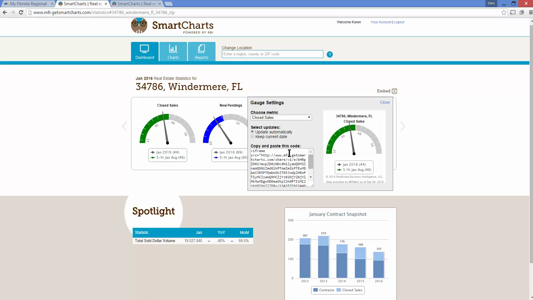And then I have HTML code that I can embed. I have the option for this to either update automatically, or I can keep this static, keep the current date. But this in itself is a very nice feature. If I want to have a really robust website with up-to-date market stats for various zip codes, I can put this code in here and the work is done for me. Every month, these stats are updated for me.